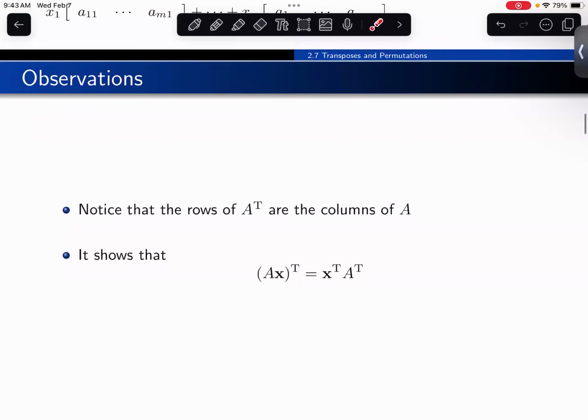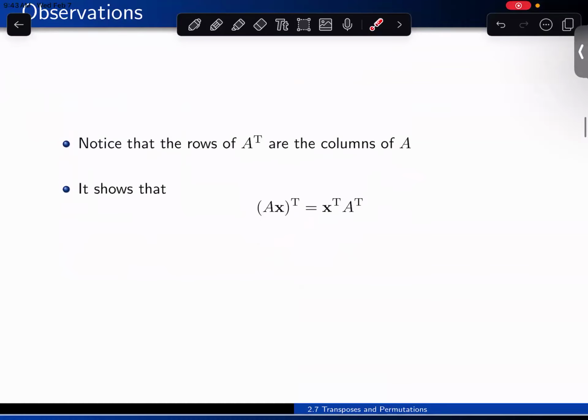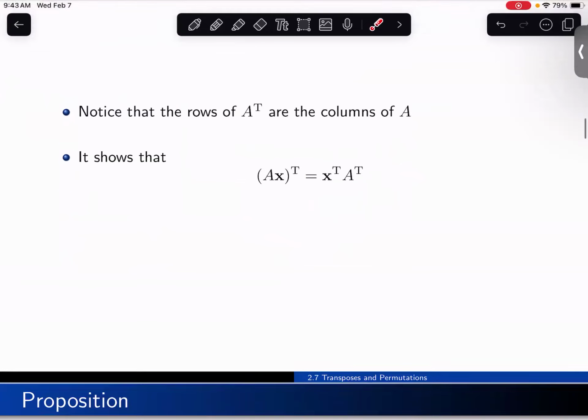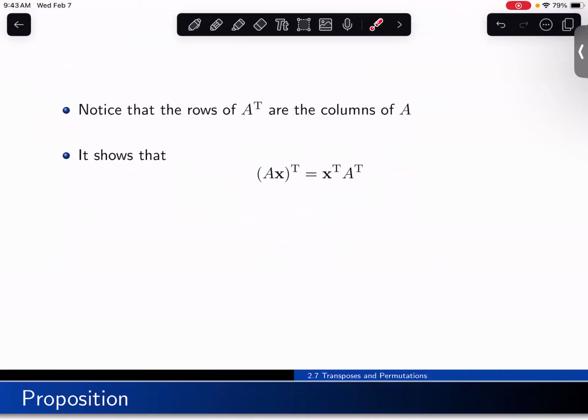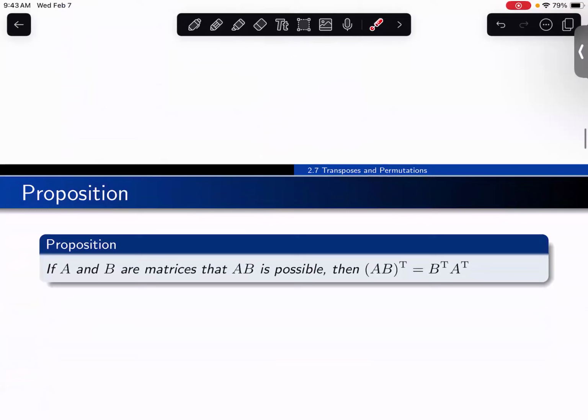And so the key observations from the previous slide are that the rows of A transpose are the columns of A. There's something I kind of noted already. And then we also have that the transpose of A times X is equal to the transpose of X times the transpose of A. And this is something that's going to hold in greater generality. Really, we're just considering the case where we're multiplying a matrix A by a vector. So the natural question would be, what happens if you multiply two matrices together and then look at their transpose? That's what this next proposition is going to be asking about.